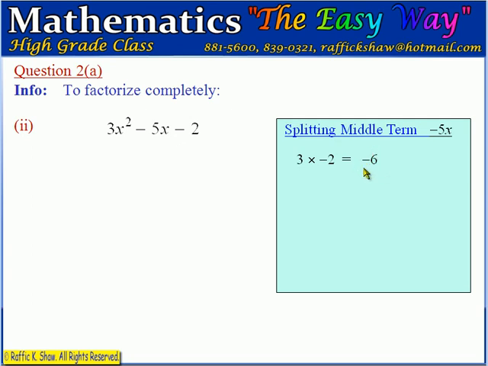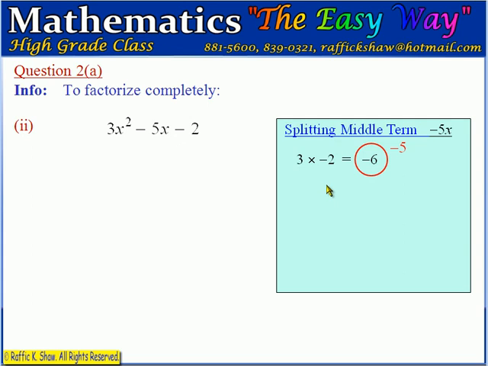Then we are looking for factors of negative 6 that add to the coefficient of the middle term, which is negative 5. So let's show that. So this means that we are looking for factors of negative 6 that add to negative 5. And the first two factors of negative 6 would be 1 and negative 6.